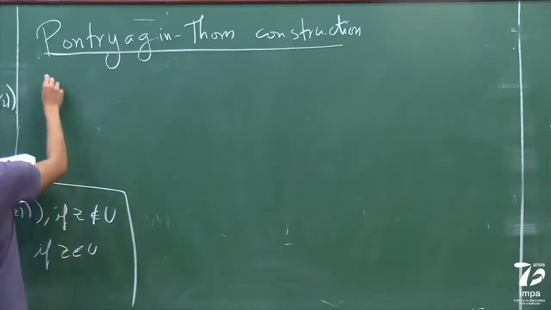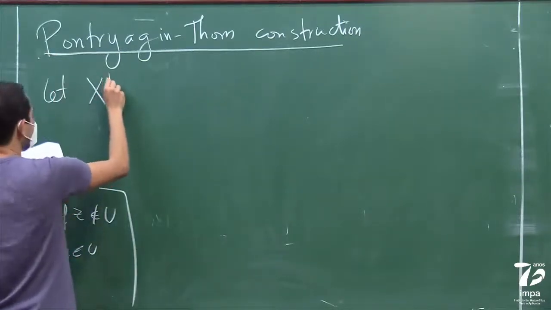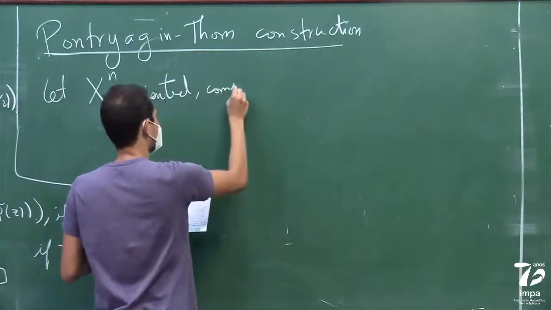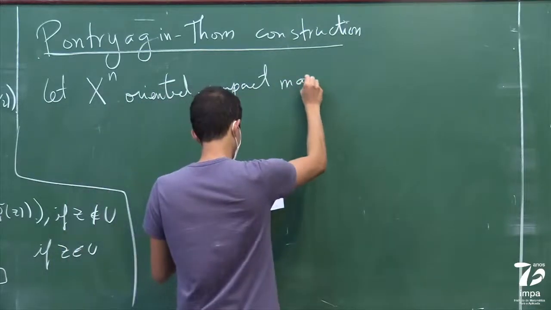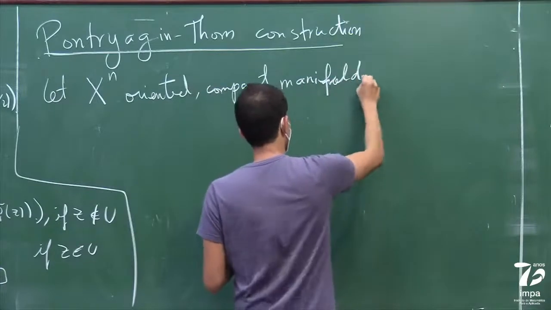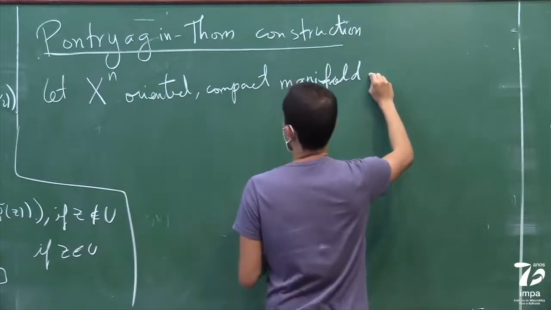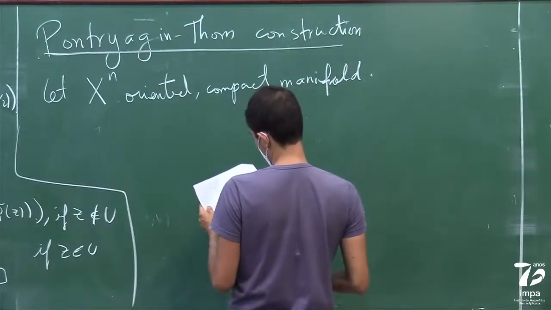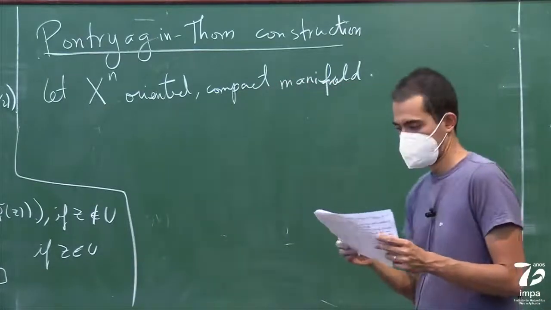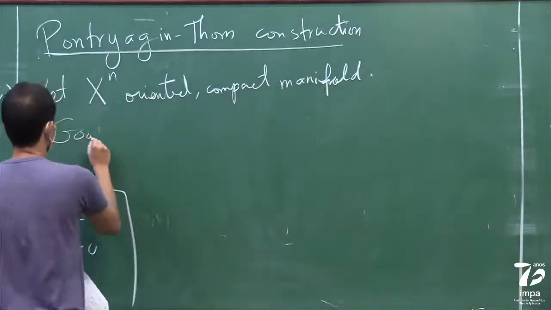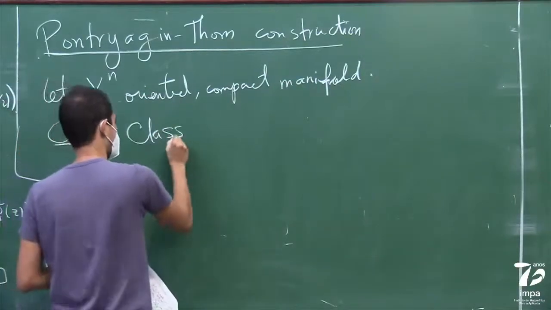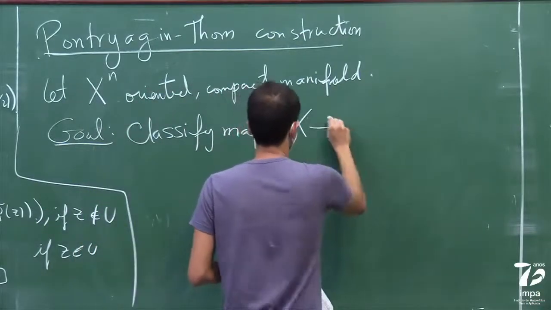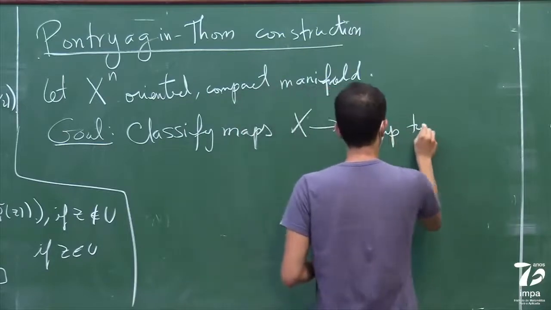Okay, so the idea is that we take an oriented compact manifold X^n. No, I don't actually need it to be connected. And the goal is to classify maps from X to S^m up to homotopy.